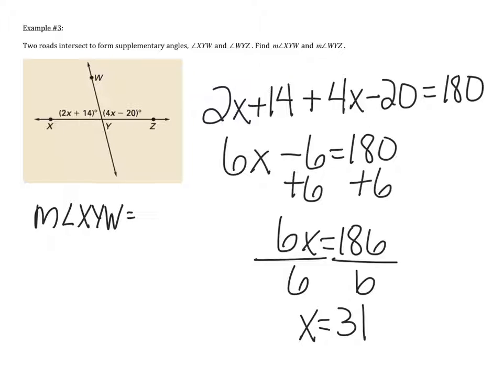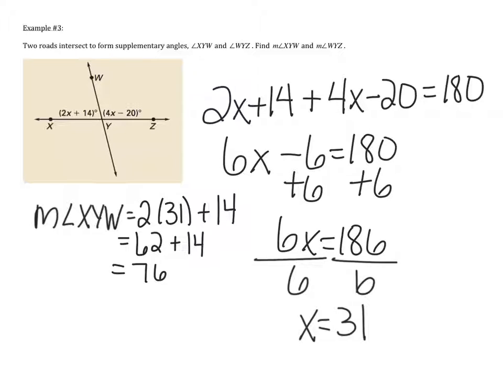So what it wanted us to find was the measure of angle XYW. So now that we know that x equals 31, I'm going to substitute that into my expression. So we'll take 2 times 31 plus 14. 2 times 31 is 62. 62 plus 14 is 76. So the measure of angle XYW is 76 degrees.